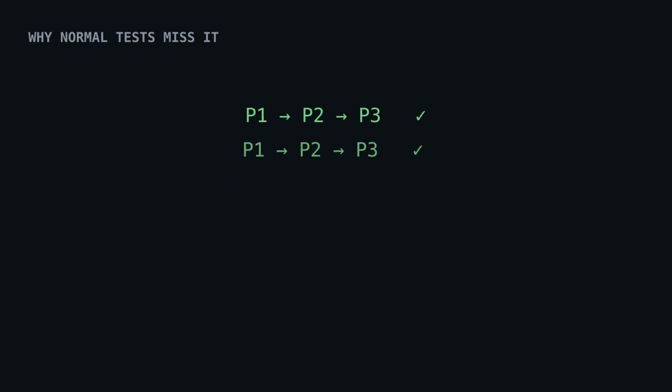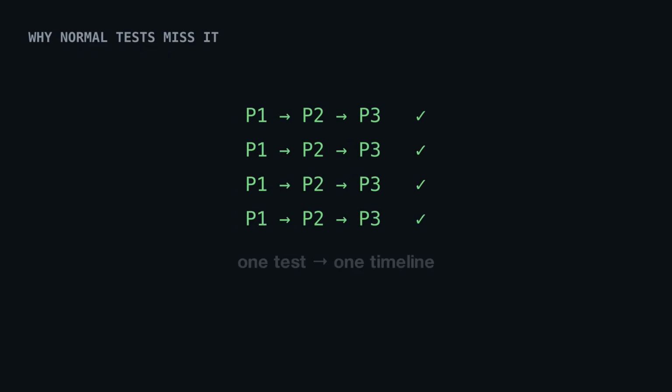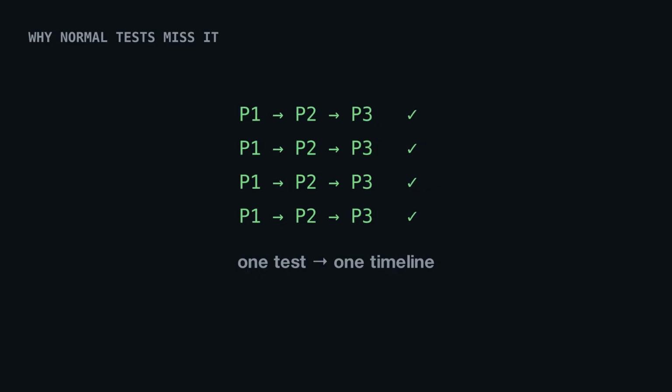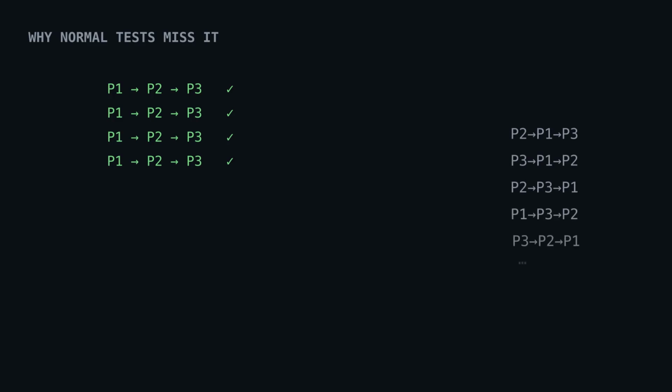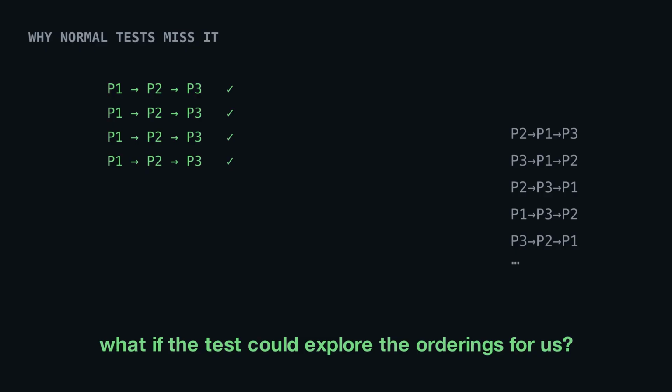Here's why our tests stay green. In a test, when you resolve a promise, it resolves in a fixed, predictable order. The nice order. Every run exercises the exact same timeline. The happy one. To catch the bug by hand, you would have to orchestrate every adversarial ordering yourself. Await these in this sequence, those in that sequence. And you would never enumerate them all. The bug lives in an ordering you didn't think to write. So the question becomes, what if the test could explore the orderings for us?